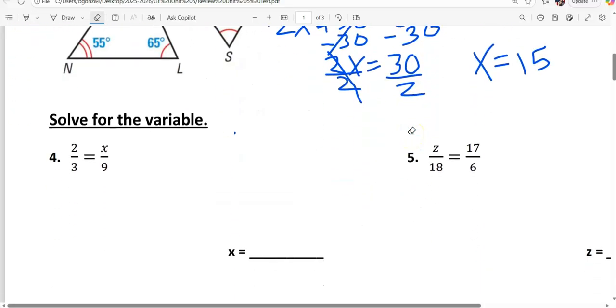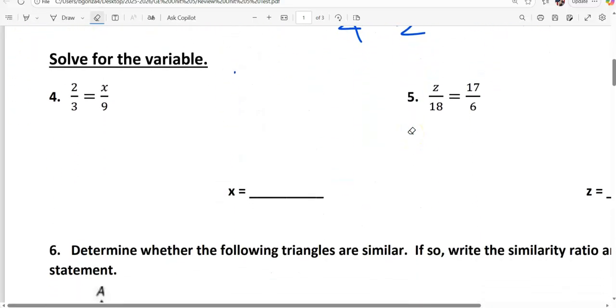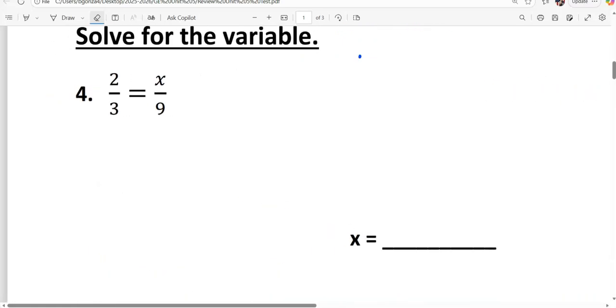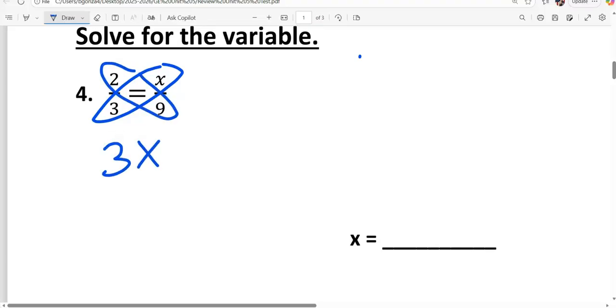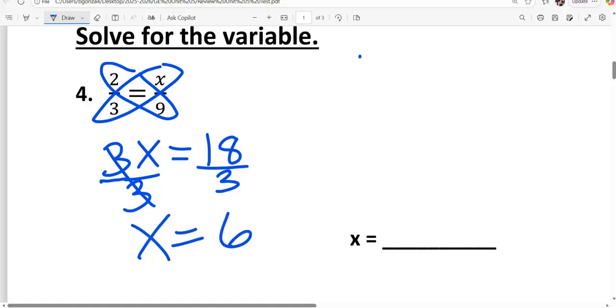All right, number 4 and 5. Whenever you have two fractions equal to each other, that's called a proportion. And what do we do? We cross multiply and divide. So 3 times x is 3x equals 2 times 9 is 18. That's the cross multiply. And now we get rid of this coefficient by dividing. Divide by 3. 18 divided by 3 is 6.